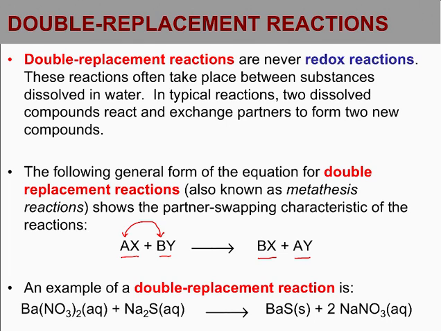So an example of a double replacement reaction is barium nitrate reacting with sodium sulfide to produce barium sulfide and sodium nitrate. And again, everything will maintain its oxidation numbers throughout, so there are no electrons being transferred during this process.